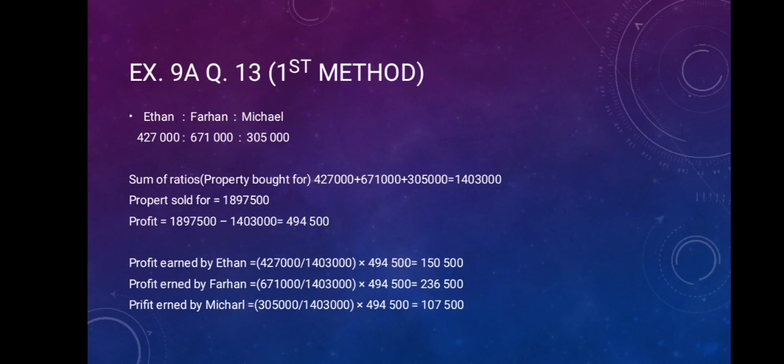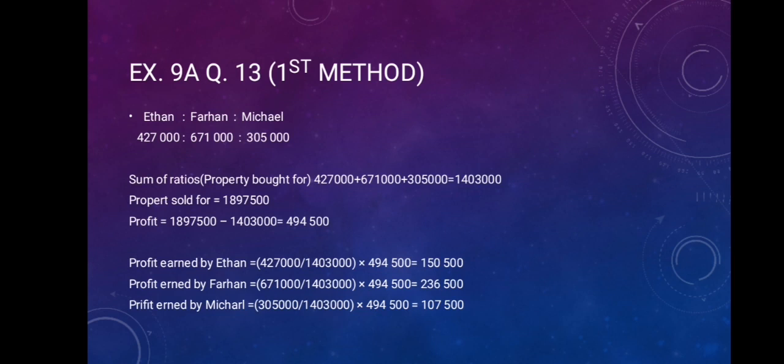So I have first of all calculated the sum of ratios. If you add their ratios, you will get 1,403,000. So that's also their total investment. And as they have sold the property for 1,897,500, in order to get the profit we have to subtract their investment from the amount for which they have sold the property. If you subtract these two amounts, you will get 494,500 as their profit. So this profit is to be distributed among these three persons.